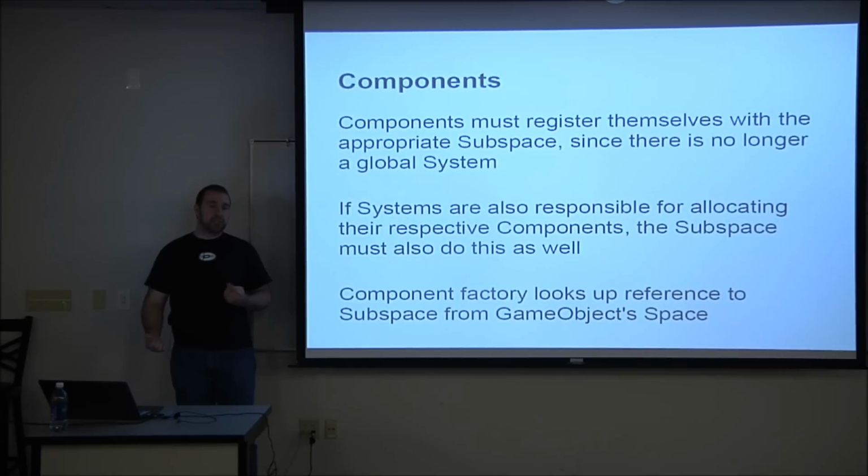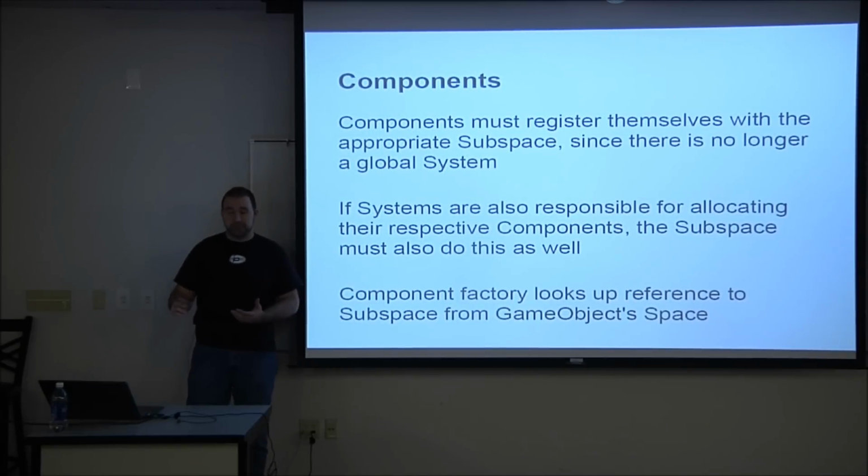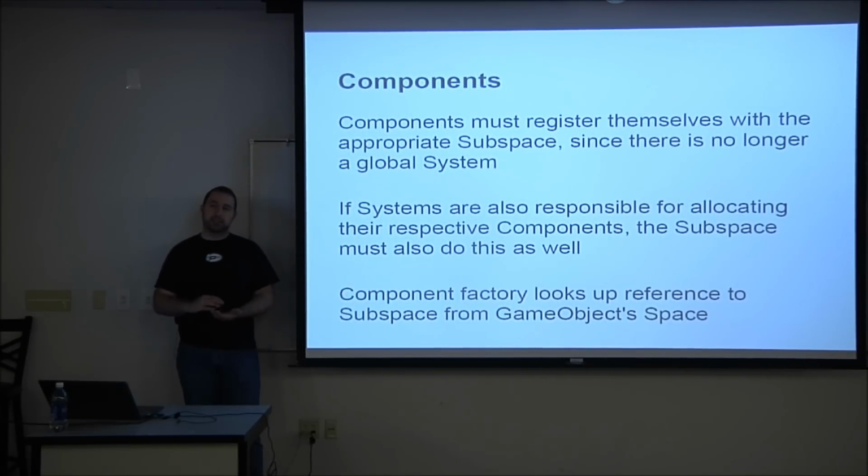For example, you might create a space for a menu, and since you're not using physics in your menu, there's no reason to create a physics subspace for it. So if you then try to create a game object in the menu that has a physics component, it's going to ask the space for the physics subspace, and it's not there. What do you do? Is this an error? Do you fail to create the component? Do you automatically create the physics subspace in the space? There is no correct answer here. Whatever you feel is correct is the way to go.